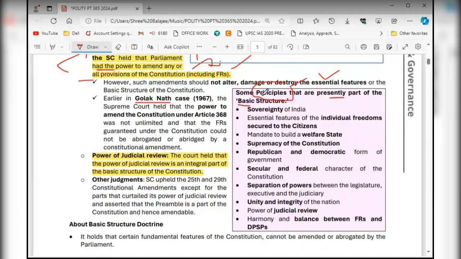Now the basic structure talks about the principles, which means the principles are included within the basic structure. For example, sovereignty of India.